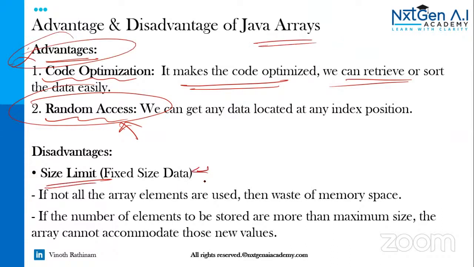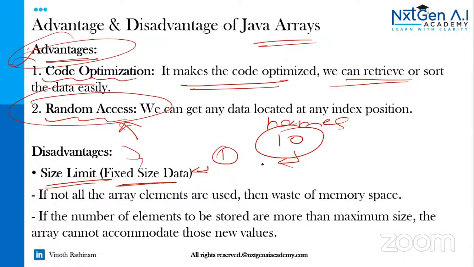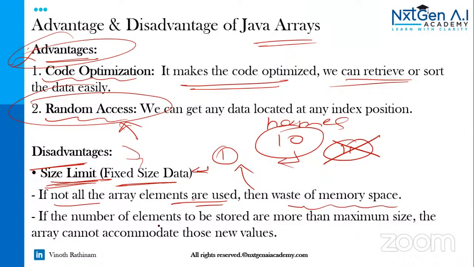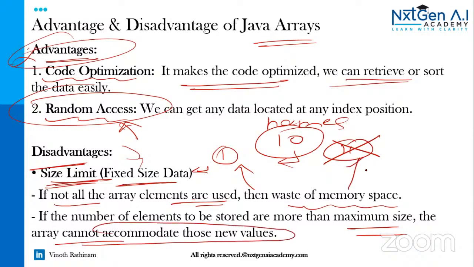And as I already said, before execution itself, we have to tell how much size of data we will use. So that is one drawback, because if you said I'm going to save 10 names, for example, but you're saving only one name, the rest of the 9 memory locations are wasted. So that is one drawback. And okay, what if I want to add an 11th name? That is not possible. So this is the disadvantage of Java arrays. If not all the array elements are used, then there is waste of memory space. If the number of elements to be stored is more than the maximum size, the array cannot accommodate those new values. That is, saving the 11th value, it will not allow. So this falls under the drawback.